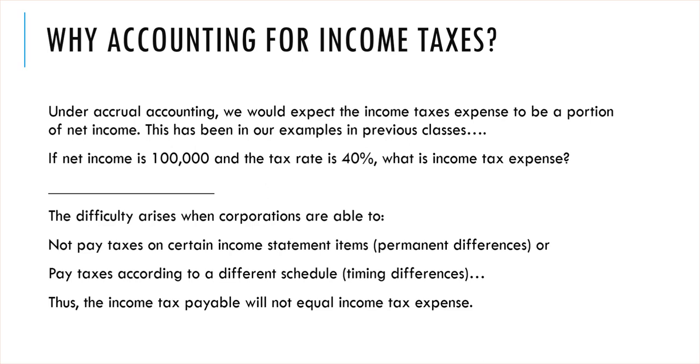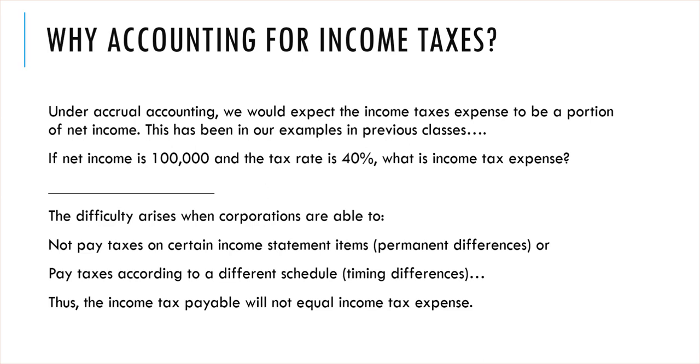So if the net income is $100,000 and the tax rate is 40%, when you took accounting 201, you would just normally jump to the next thing and say, okay, I need to record income tax expense of $40,000 and income tax payable of $40,000.